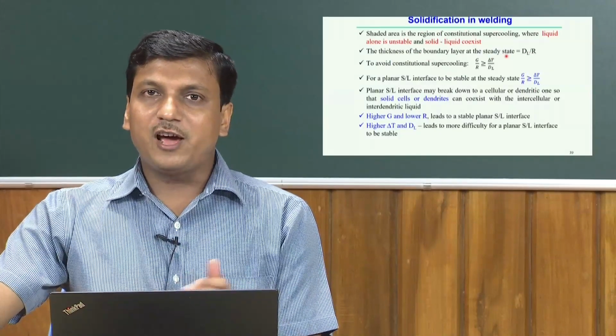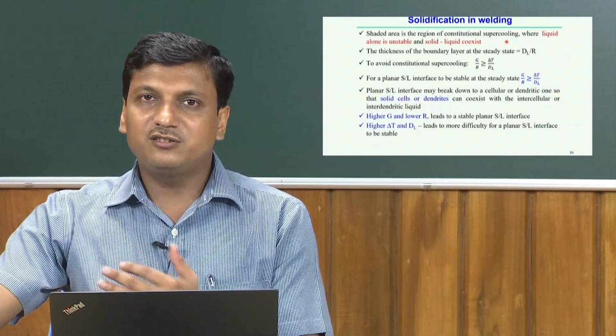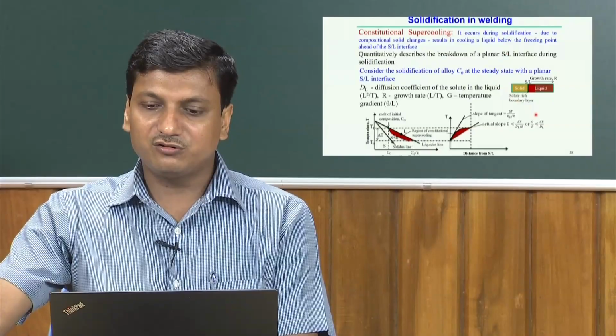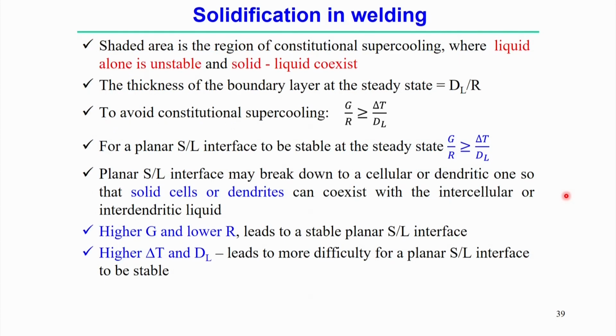Now, to avoid constitutional supercooling, we can put the condition just reverse of having constitutional supercooling. Having constitutional supercooling, the condition was G by R less than delta T by DL. To avoid constitutional supercooling, G by R should be greater than or equal to delta T by DL.